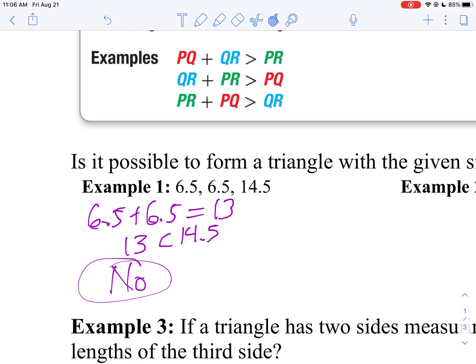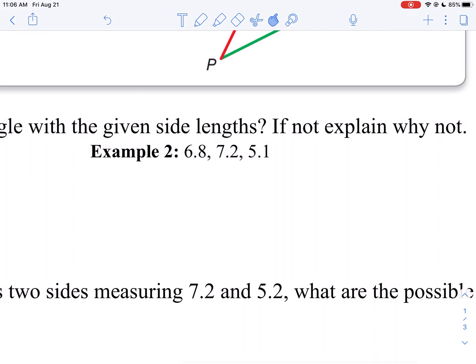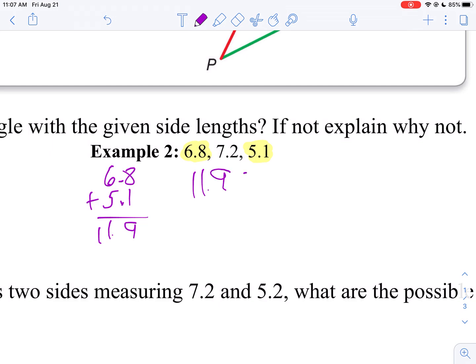Let's take a look at example 2. Now notice I threw kind of a curveball at you. I didn't put them in order. So our three side lengths are 6.8, 7.2, and 5.1. My two smaller lengths are 6.8 and 5.1. Well, let's add them together. 6.8 plus 5.1, well, I get 11.9. Notice 11.9 is greater than your third side, which is 7.2. So yes, this forms a triangle.